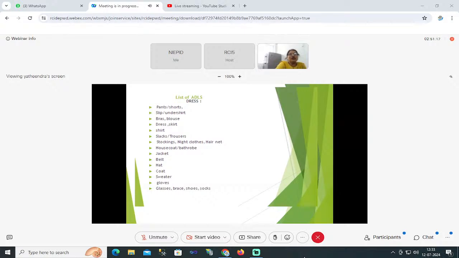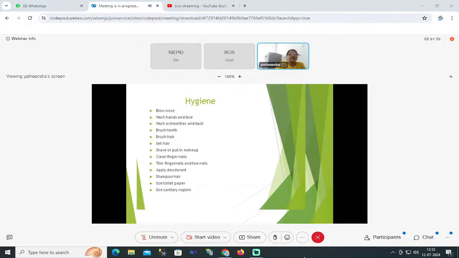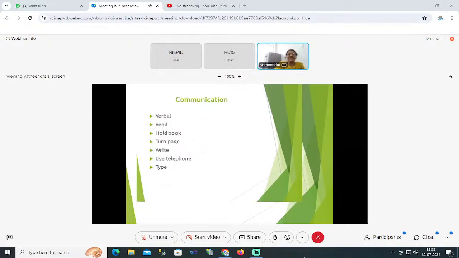So this is the list of ADLs, like wearing clothes, trousers, stockings, night clothes, house coat, bathrobe, jackets, belt, hat, coat, sweater. These are all regarding dressing and undressing. Then regarding hygiene: blowing the nose, washing hands and face, washing extremities, brushing teeth, brushing hair, combing hair, cleaning fingernails, trimming fingernails and toenails, applying deodorant, shampooing hair, use of toilet paper or sanitary napkins. This is all ADLs regarding hygiene.